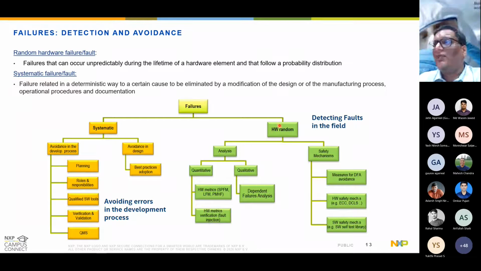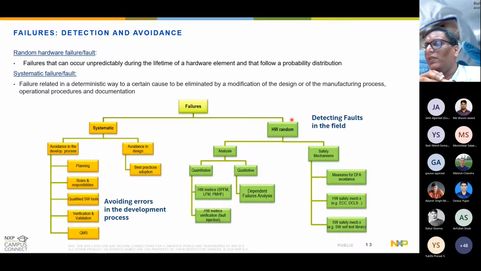On the other side, we have the random failure, where things are more interesting. So what can you do to prevent or detect random failures? You can't really prevent random failures because random failures will happen. You can only reduce the probability of having random failures, but random failures will happen on the field. So what can you do to reduce or detect the random failures?